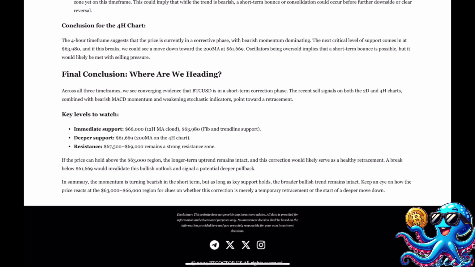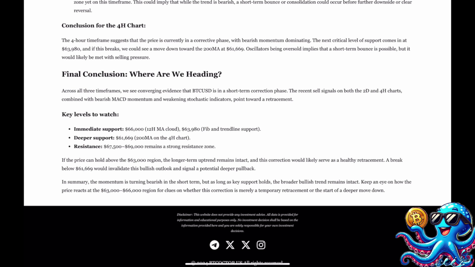Final conclusion. Where are we heading? Across all three timeframes, we see converging evidence that BTC/USD is in a short-term correction phase. The recent sell signals on both the 2D and 4H charts, combined with bearish MACD momentum and weakening stochastic indicators, point toward a retracement. Key levels to watch. Immediate support: $66,000, the 12H MA cloud, and $63,980, fib and trendline support. Deeper support: $61,669, the 200 MA on the 4H chart.